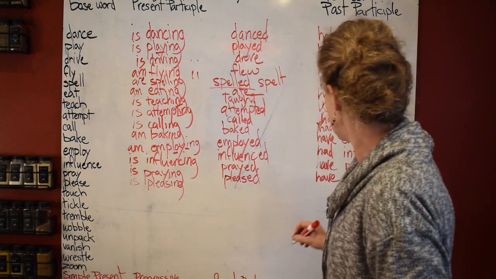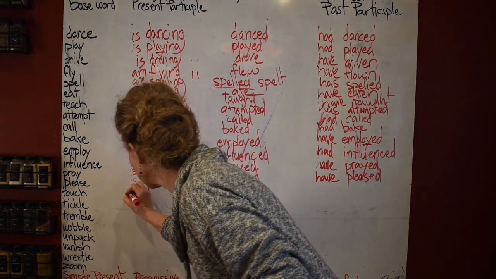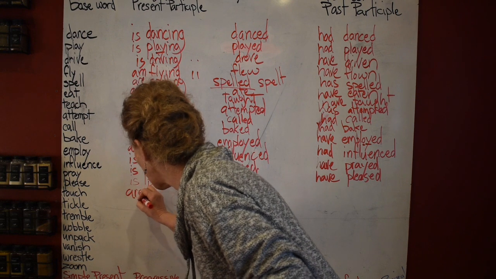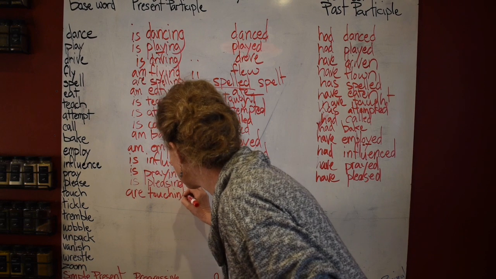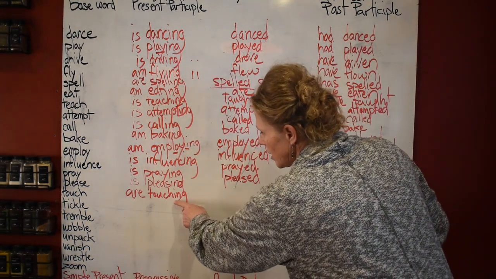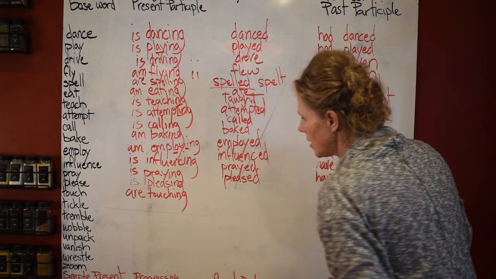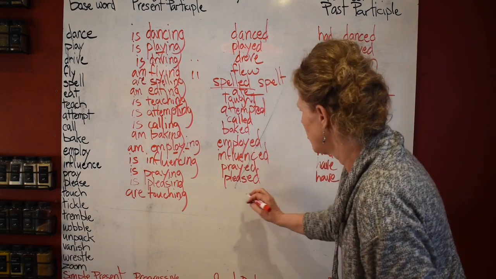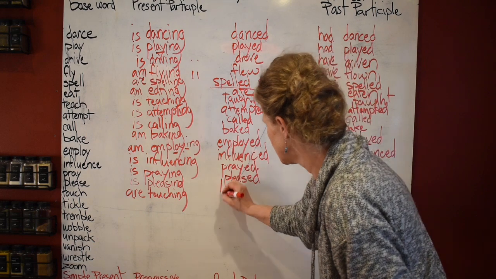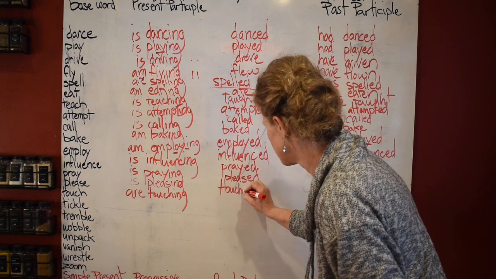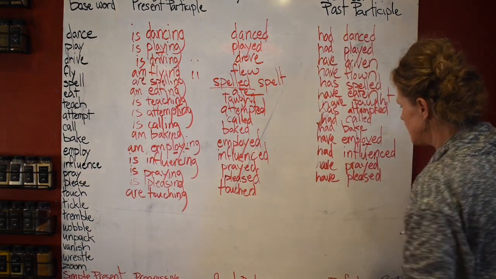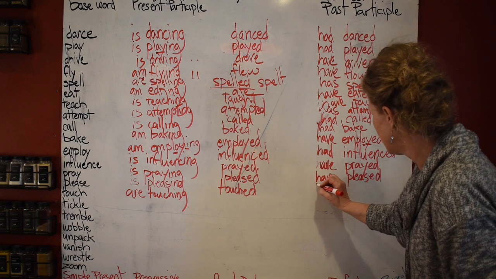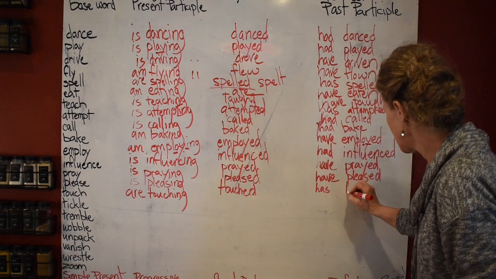Touch. Are touching. Let's put it plural. Are touching. You do not need a spelling rule. You just add it on. What is this? Touched. Good job. You do not need a spelling rule to just add on your suffix ed to put it in the past tense. Has touched.